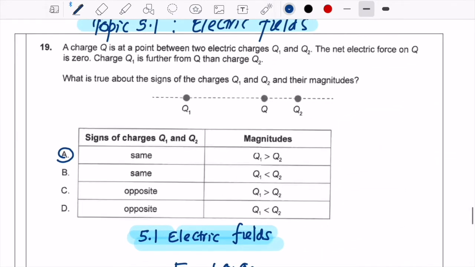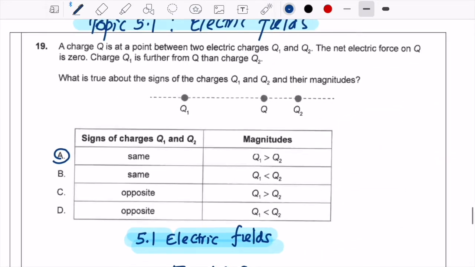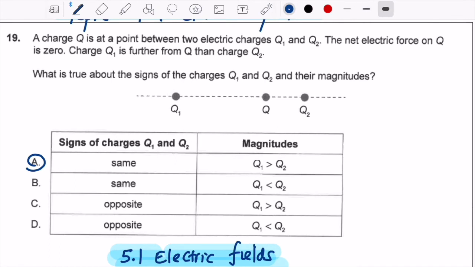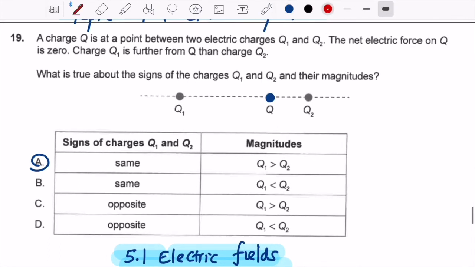Question number 19 is about electric field. They say there's a charge Q here, and then there's a charge Q1 and Q2. A very important thing here is the electric field strength is 0. See, the net force is 0, or the net electric field on charge Q is 0.